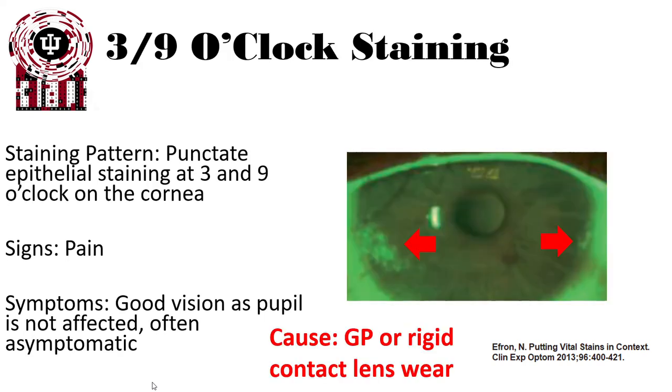Another distinct staining pattern is 3 and 9 o'clock staining. This staining pattern shows punctate epithelial staining at 3 and 9 o'clock on the cornea. These people can have pain. Typically, though, they have good vision as the pupil is not affected. The staining is not at the center of the pupil. They can also be asymptomatic as far as pain goes if the lesions have been there long enough for the corneal nerves to downregulate. This is typically caused by GP or rigid contact lens wear, altering the tear surface at 3 and 9 o'clock, typically involving a large tear meniscus pulling tears away from those locations.